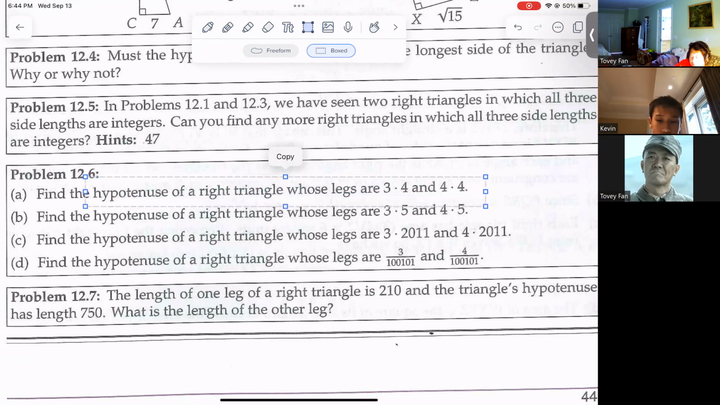Is this the hypotenuse? Well, the legs are 3 times 4 and 4 times 4. What is the hypotenuse? You use Pythagorean triples.